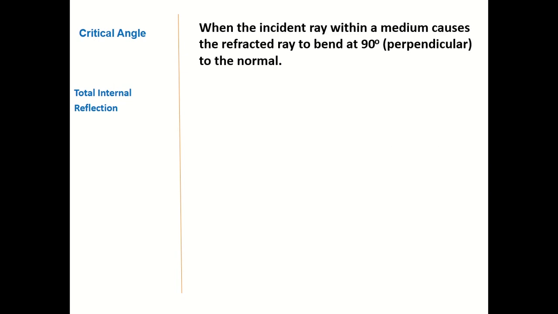Okay, let's finish up our notes. Critical angle and total internal reflection. Well, first of all, critical angle is defined as when the incident ray, coming in within a medium, causes the refracted ray to bend at 90 degrees, perpendicular to the normal. So that doesn't make much sense when I just read it to you.